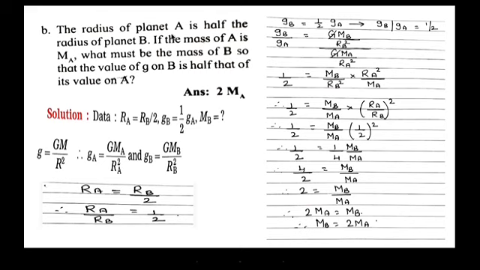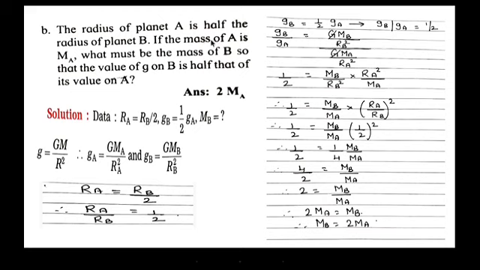Second, the radius of planet A is half the radius of planet B. If the mass of A is ma, what must be the mass of B so that the value of g on B is half that of its value on A? Okay, so here it is given that the radius of planet A is half the radius of planet B. So we take radius of planet A as Ra and radius of planet B as Rb. So we have Ra is equal to Rb upon 2 because it is given that the radius of planet A is half the radius of planet B.